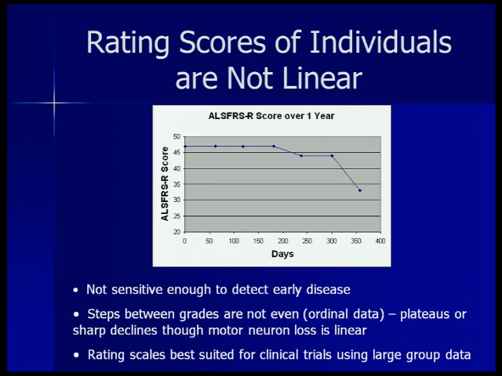So using rating scales for individual patients is not linear. Rating scales such as manual muscle testing or functional rating scales like the ALSFRS are not sensitive enough to detect early disease. These scales use ordinal or ranking scales, so the steps between the grades are not always even. And so if you look at an individual patient's progression using a rating scale, it can look like the patient might have a long plateau or very steep drop-offs. Rating scales, however, are used very successfully in large groups of data in clinical trials. But for individual patients, they're not all that informative because of the lack of sensitivity.